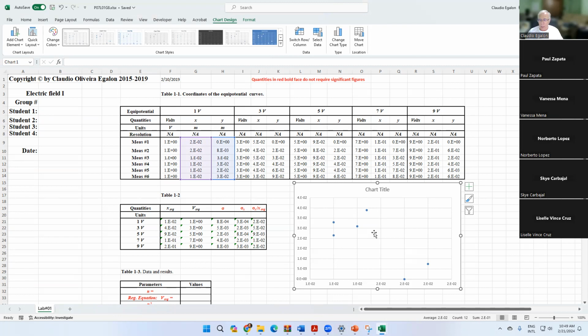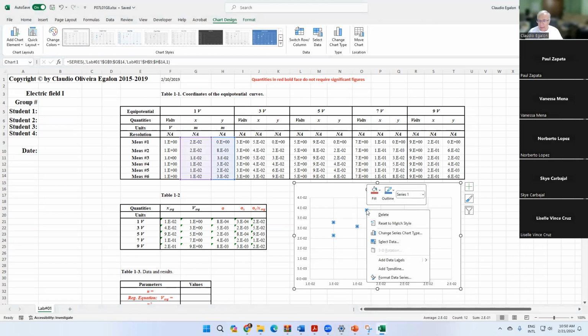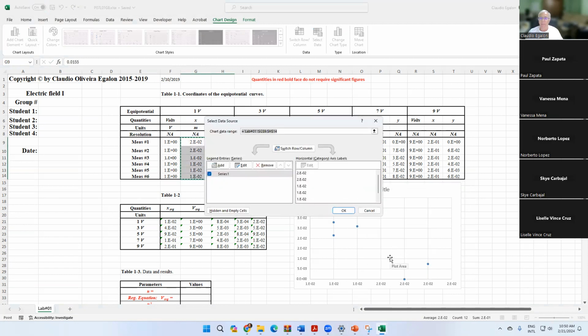And now we are going to superimpose the data for 3 volts, say 1, 3, 5, 7, and 9, right? We're going to superimpose the data from 3 volts, and there is a little trick to do that. The way you do that is like this. You're going to click one of the data points. Okay, everything should be highlighted. Right click, and then you're going to select data. Okay, here you go. And then this new window opens up.